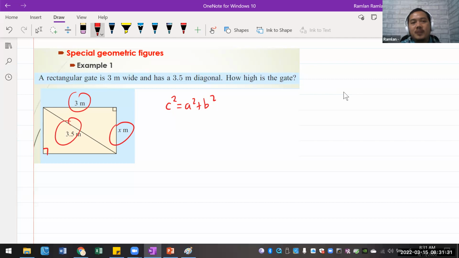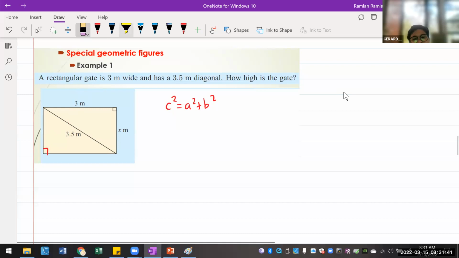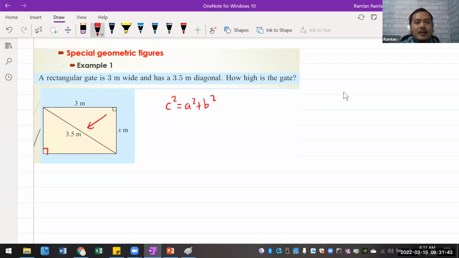Which one? Remember, C is always in front of the 90-degree angle. So it's 3.5. Yeah, right. Thank you very much. Yes, Tristan, it is the 3.5, right? So name this with C, and the other two will be A and B.